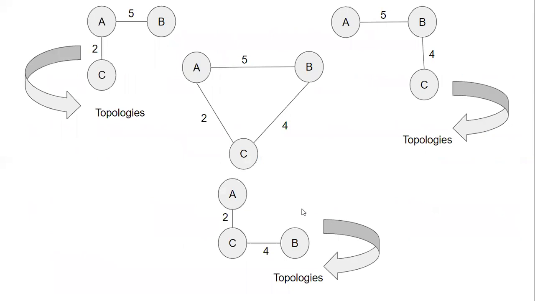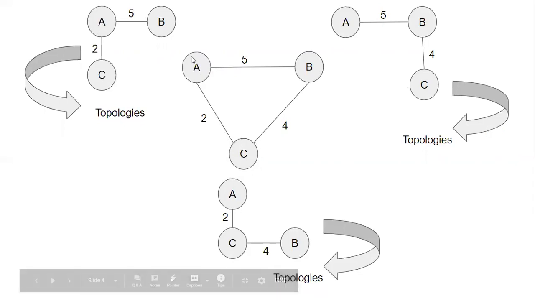So let me tell you an example here. This is my tree, and I'm telling you how we can create our routing tables. A knows what its neighbors are, and B knows what its neighbors are. A knows that B is my neighbor and C is my neighbor. Same as B knows that A is my neighbor and C is my neighbor. C also knows that I have two neighbors, one is A and one is B. So it checks the value of A to B as 5, A to C as 2.